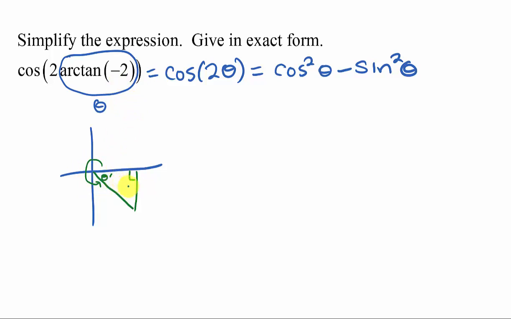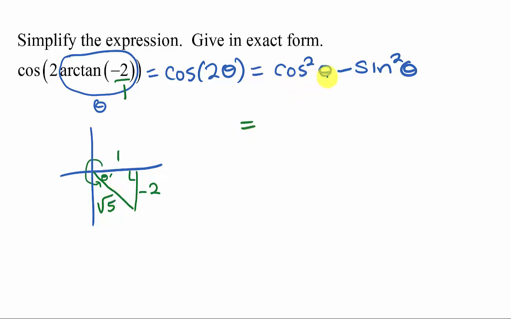And so tangent is opposite, which is -2, over adjacent, and I can always make any number a fraction by putting it over 1. Now if I want to find the hypotenuse, I can take each of the legs squared and sum them up and square root them, and that's going to mean the hypotenuse is the square root of 5. Now I'm ready to go ahead and answer my question.